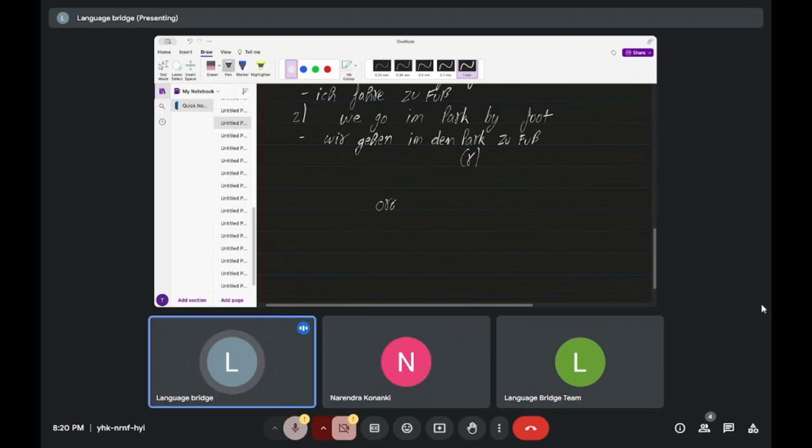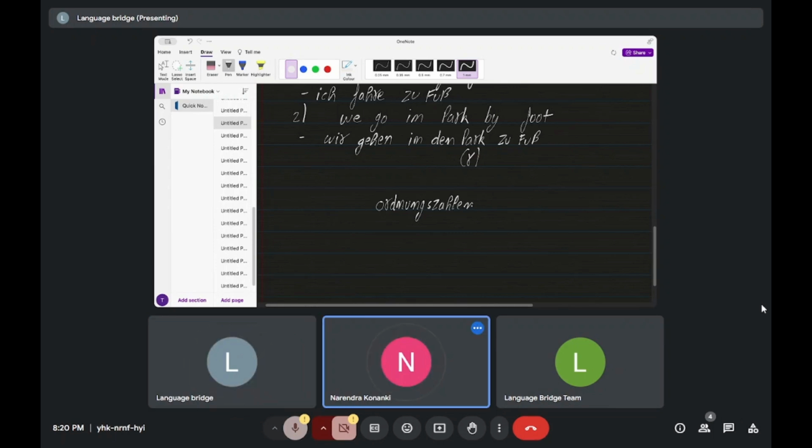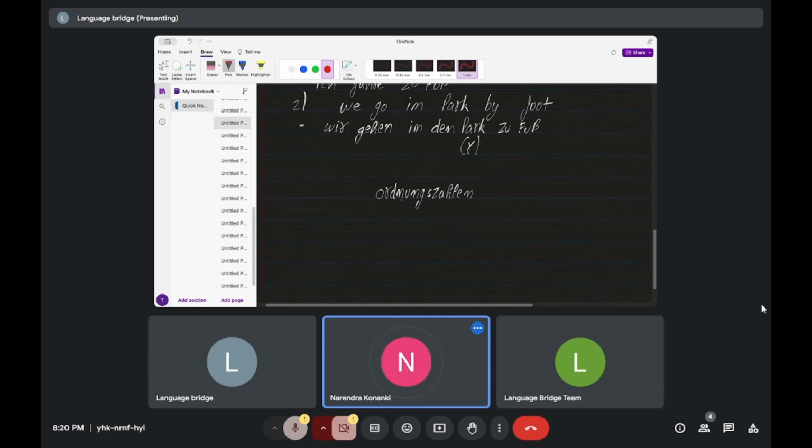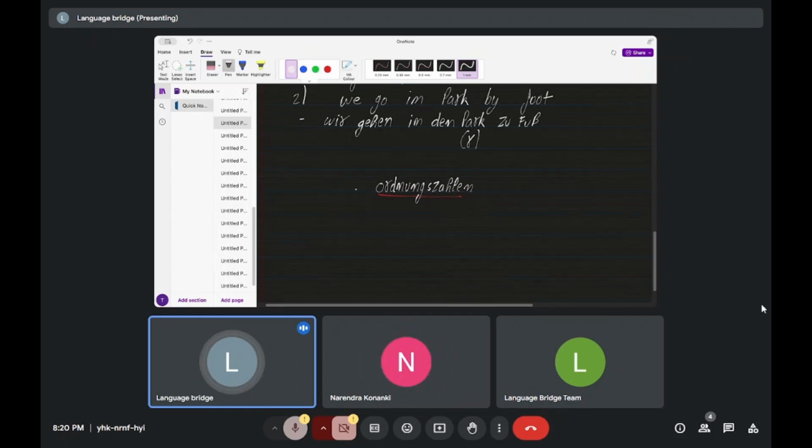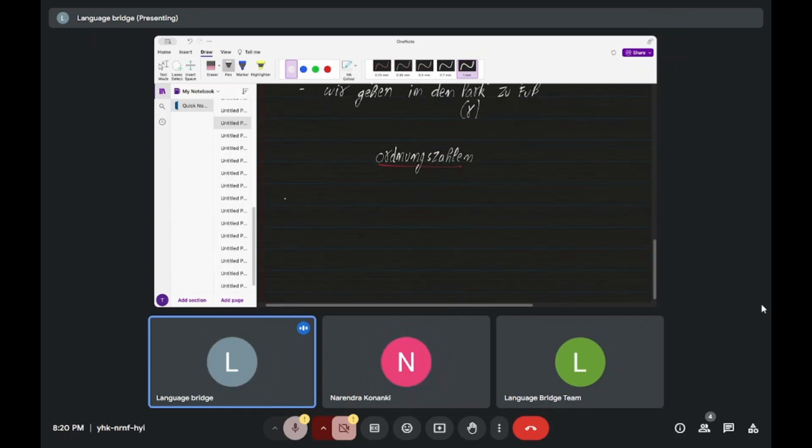So we will do Ordnungszahlen. They are also easy, but you just have to remember the rule. And what is the rule? Let's see. And what are Ordnungszahlen?